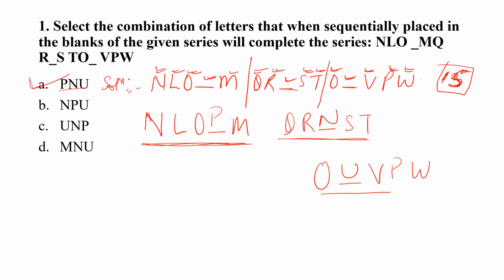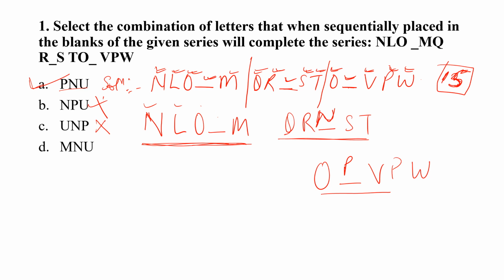So to confirm our answer, we'll just try to check with the other options. Let's take option B. We'll write here N, here P, here U. So we find N, L, O, N. There is repetition of N, so this is not the correct option. So let's try with option C. Option C is U, N, P. So here we see N L O U M Q R N S T O P V P W. There is repetition of P, so this option C also is not the correct option.